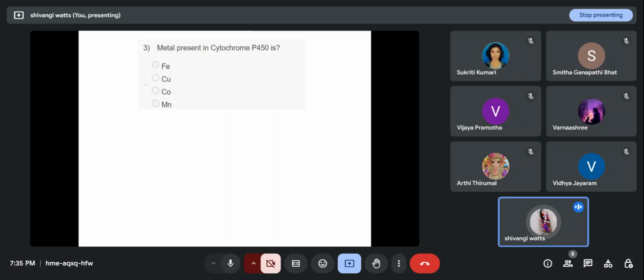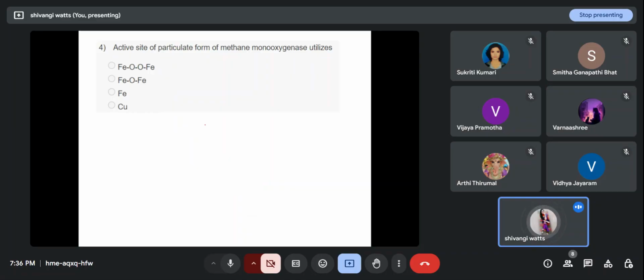And what is the oxidation state of iron? +3. Yeah, so very good. So the iron is present in cytochrome P450 in +3 oxidation state. So this is the active site of cytochrome P450.